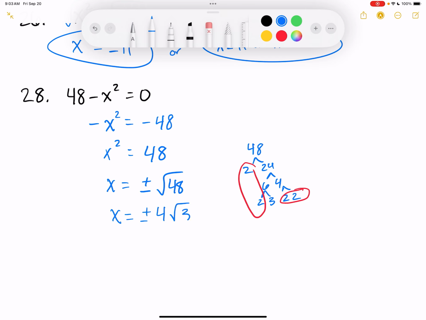Some people think that when you take something out, it goes in front of the plus or minus. It does not. That's still all part of the plus or minus of the square root, because it all goes together with what we took the square root of. So make sure you keep it touching the square root and then the plus or minus out front.